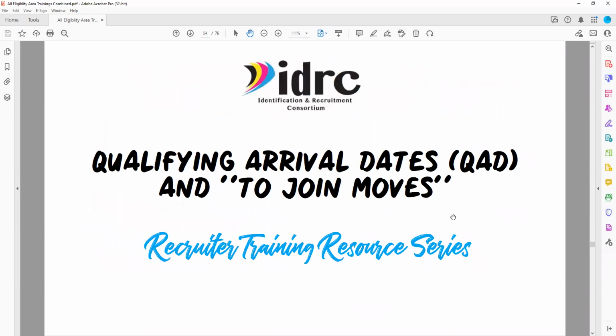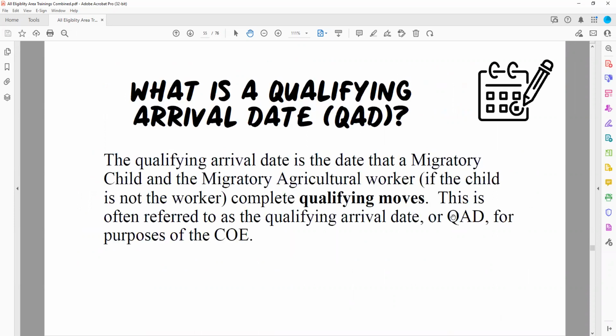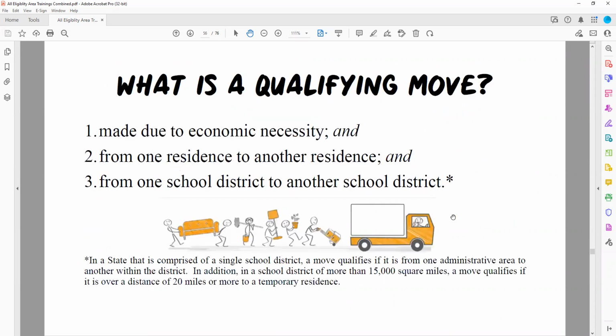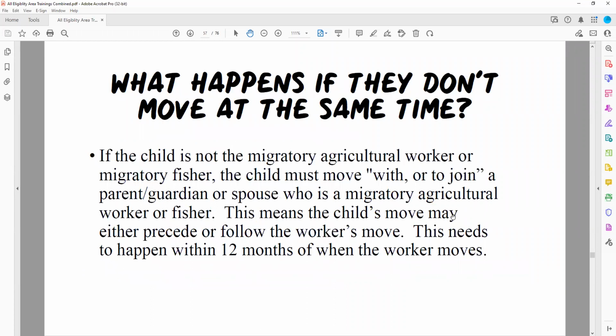They haven't moved. So now we're going to look at those qualifying arrival dates and this idea of children joining later on. What is a qualifying arrival date? This is the date that the migratory child and migratory agricultural worker complete the move together. So we call it the QAD for the purposes of the COE. So we just went through what a move was: economic necessity, one residence to another, from one school district to another. But what happens if they didn't move at the same time?